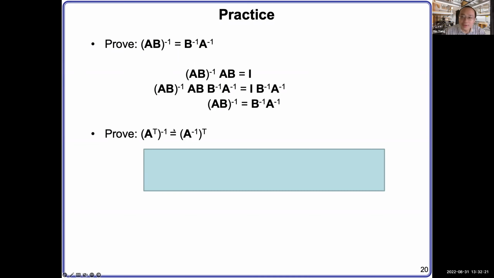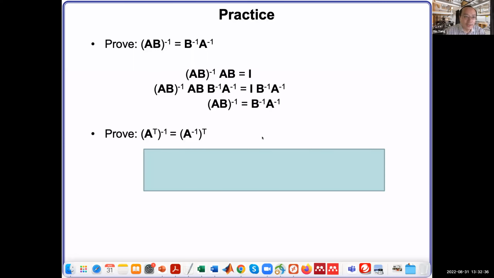Second proof, this one, is more interesting. It tells us transpose and inverse can switch with each other. And in fact, if you have more, can you see my shared screen? Yes. If you look at this, you can actually have more. They can be switched. You just regard A transpose, A inverse as a new matrix, and you can add more there. So with multiple ones they can still switch. This is a very, very useful mathematical conclusion.